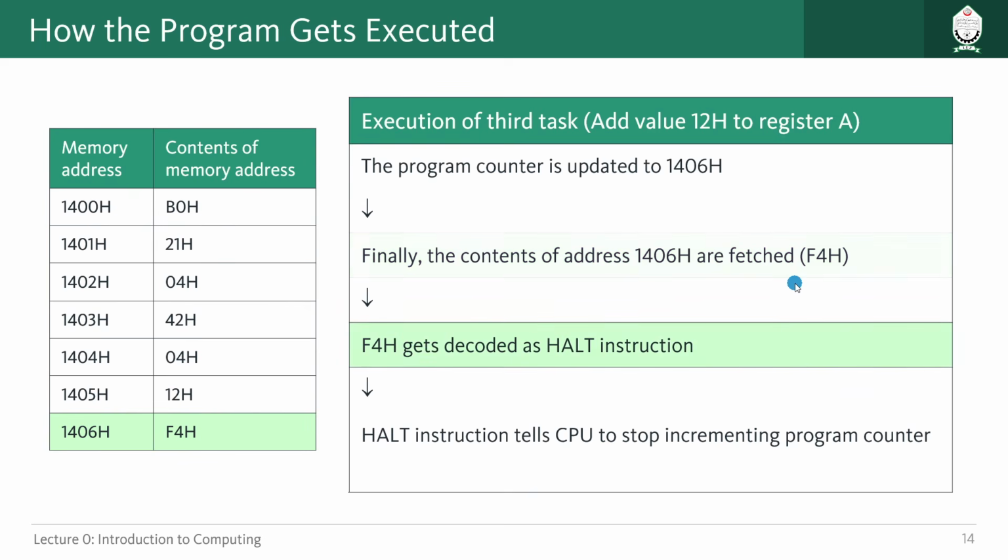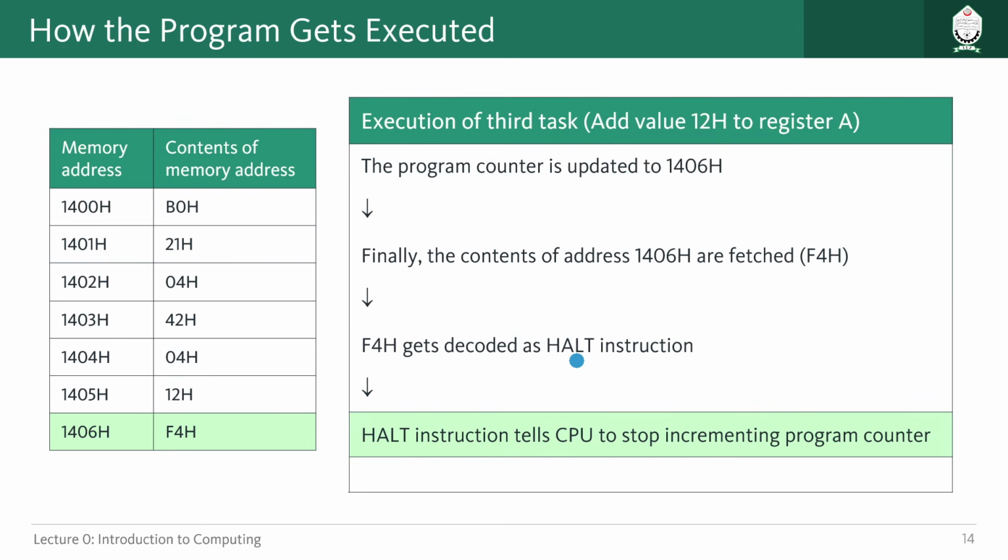So the CPU will get the data and try to decode that, and it will understand that this is a halt instruction. Based on that, the CPU will understand that now it has to halt everything, right? And it will command the program counter to increment its value, so that we stop here and our work is done. So this is the overall generalized idea of how a very simple program can be executed inside of a CPU, right?